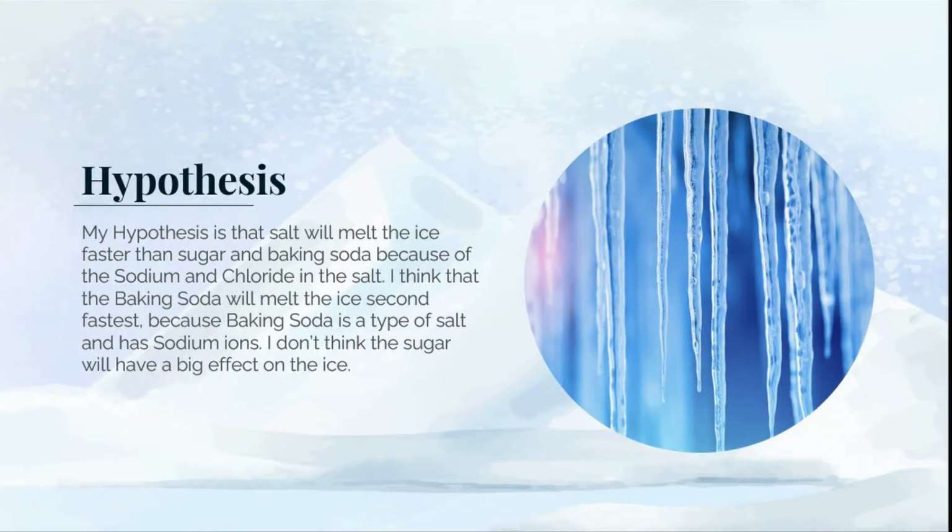My hypothesis is that salt will melt the ice faster than sugar and baking soda because of the sodium and chloride in the salt. I think that the baking soda will melt the ice second fastest because baking soda is a type of salt and has sodium ions. I don't think the sugar will have a big effect on the ice.